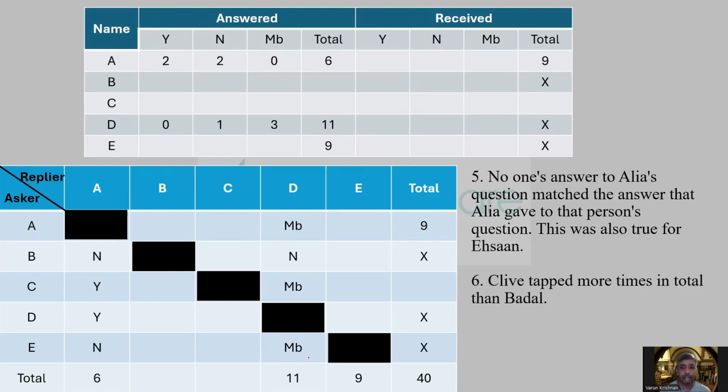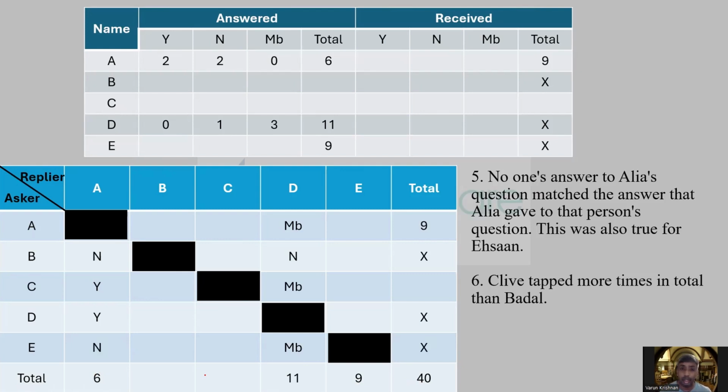Now of clues 5 and 6, 6 is very interesting because it says Clive tapped more times in total than Badal. Now see, total number of taps is 40. And if I look along the rows, total number of replies given by A is 6, D is 11, E is 9. So 6 plus 11 plus 9 is already 26. So the remaining 2, Badal and Clive's replies, have to add up to the remaining 14. It could be split evenly as 7 and 7. But that is not possible because Clive tapped more times than Badal. So it can be either 8, 6 or 9, 5.